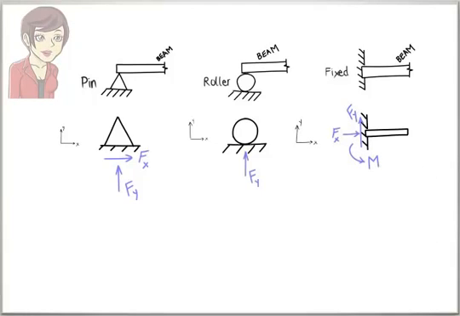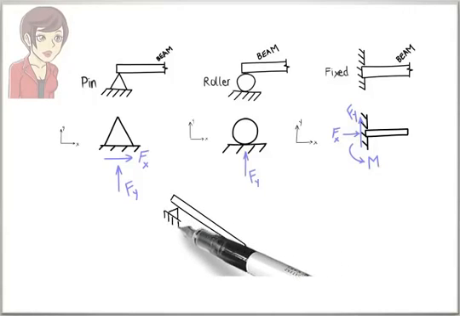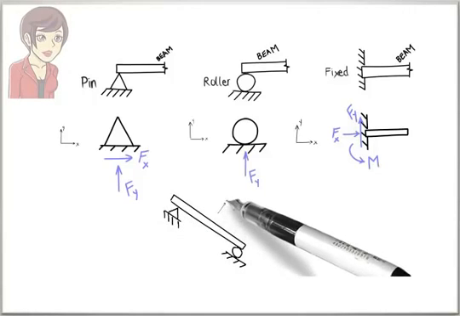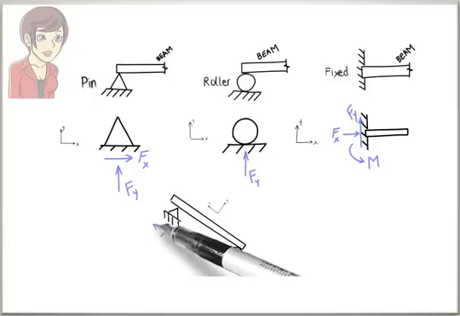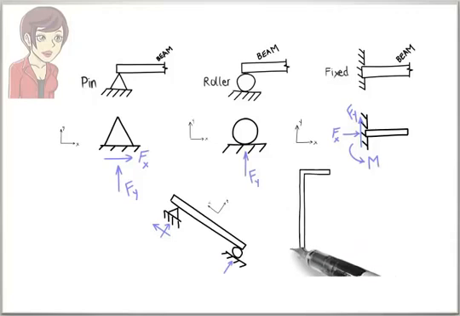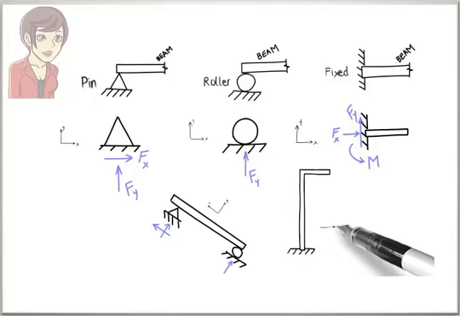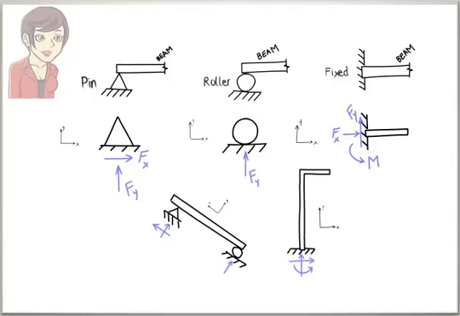To clarify, let's look at two examples. Suppose our beam has a pin support and a roller support. Here, there are three reaction forces, two forces associated with the pin support, and one force associated with the roller support. In this example, the beam is fixed at one end, but free at the other end. Therefore, there are three reactions involved here, a force in the x direction, a force in the y direction, and a bending moment.